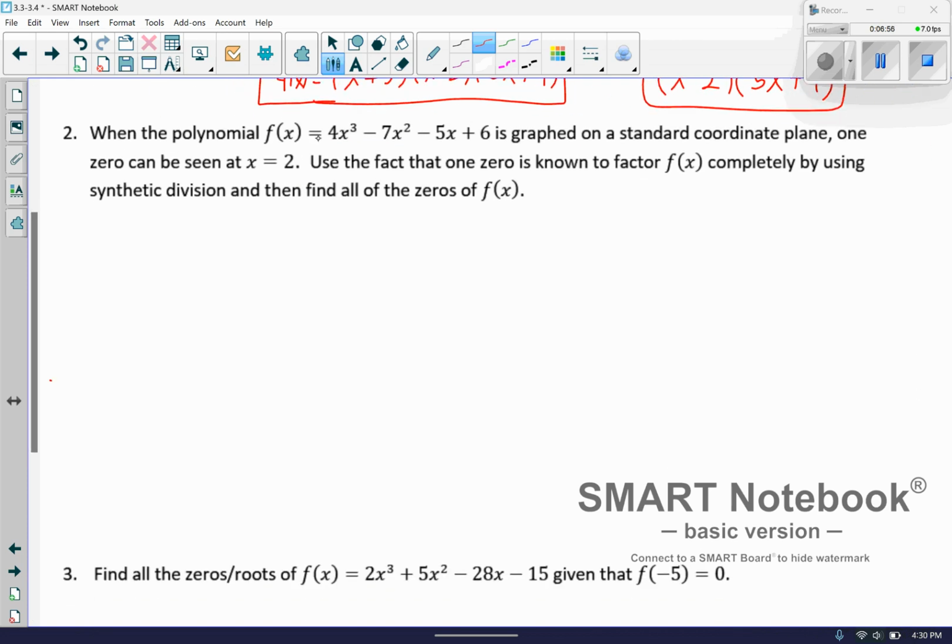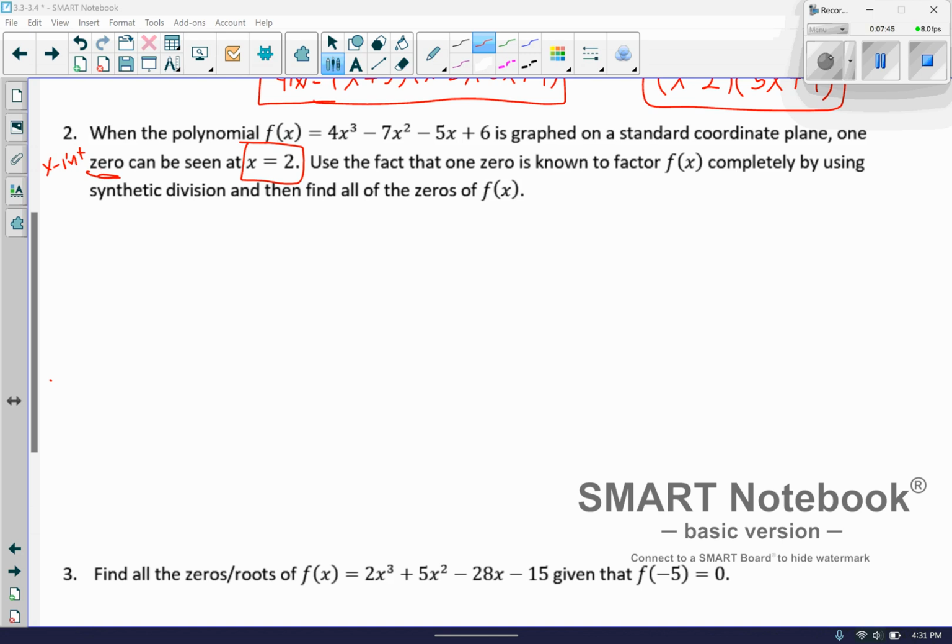So right here it says, when the polynomial f of x is equal to 4x cubed minus 7x squared minus 5x plus 6 is graphed on a standard coordinate plane, (2, 0) can be seen at x equals 2. So that's, by (2, 0), that's code for x-intercept, right? And so x-intercepts have y equals 0, right? Hence f of x would equal 0. So this value will cause my function to equal 0 if I plug that in for x. So use the fact that (2, 0) is known to factor f of x completely by using synthetic division. Then we're going to go one step further, and we're actually going to find all those zeros. All right, so let's just jump in.